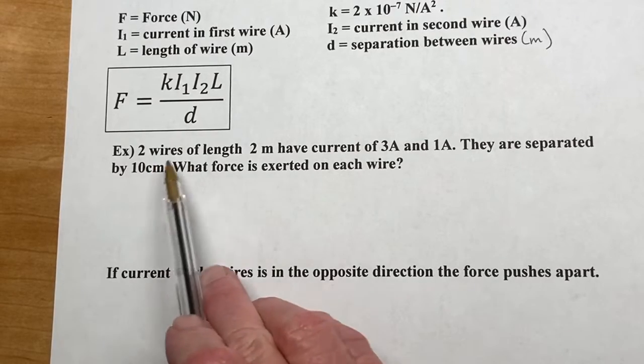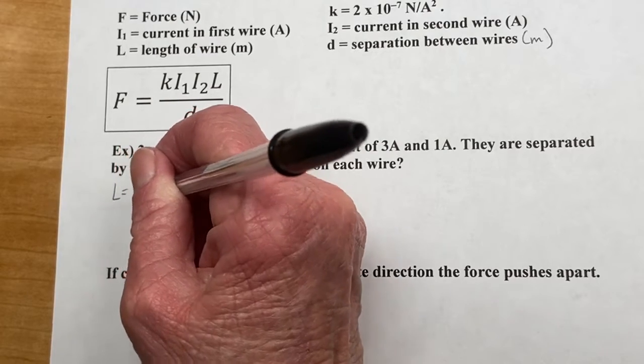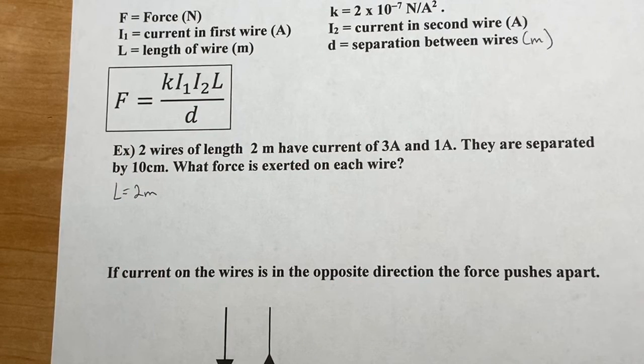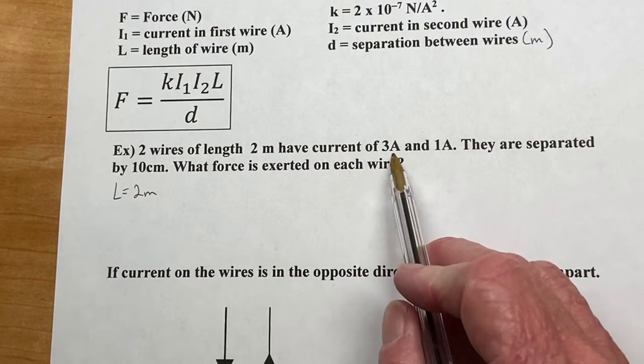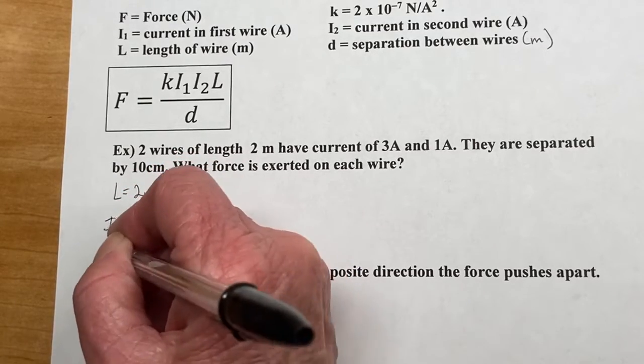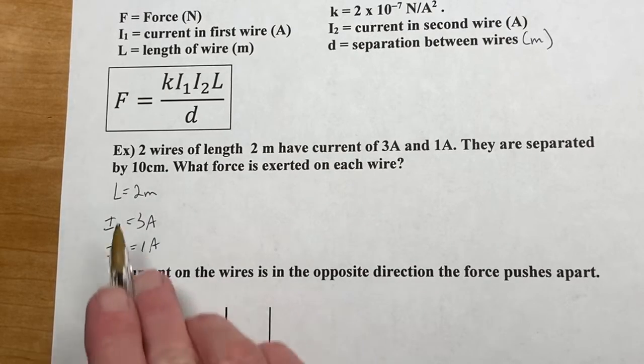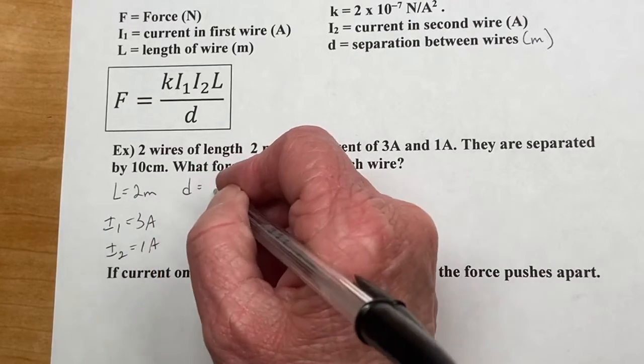All right, so I have two wires of length 2 meters. So L is 2 meters. It doesn't matter what the two lengths are, it's only what's in common. So if one's 2 meters and one's 1 meter, then you can only use the 1 meter. One has 3 amps, one has 1 amp. So I1 is 3 amps, I2 is 1 amp. It doesn't really matter which one's which. And they are separated by 10 centimeters. So that's the distance, and that's 0.1 meter.